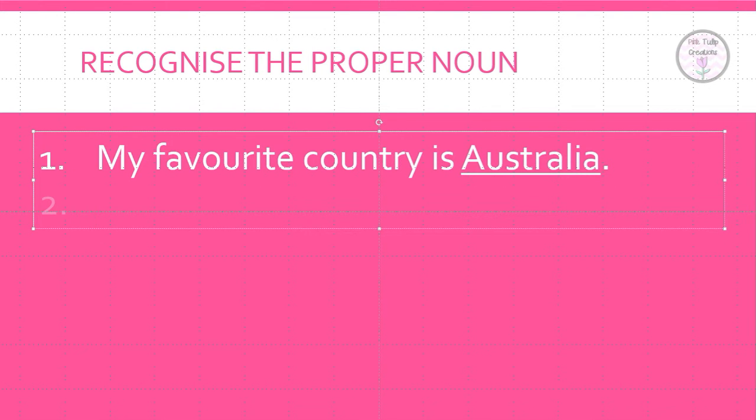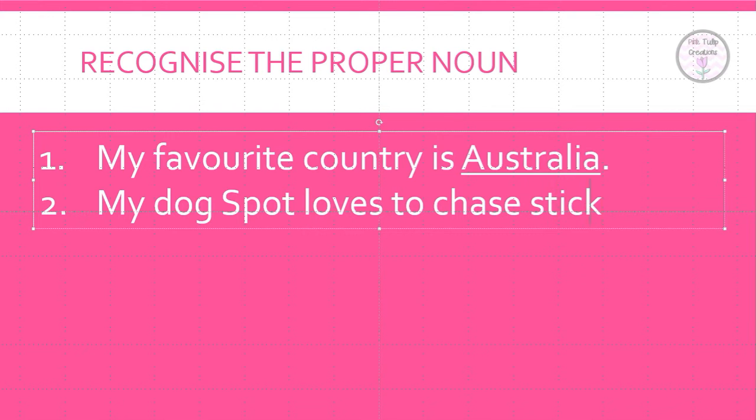Let's have a look at another sentence. My dog Spot loves to chase sticks. Okay, so write down, if you're taking notes, write down the proper noun in this sentence or have a discussion with your partner. What is the proper noun in this sentence? Okay, hopefully you've had a very quick talk about that or quickly written that down. I can see very clearly that the proper noun in this sentence is Spot. It starts with a capital letter and it's the name of the dog.